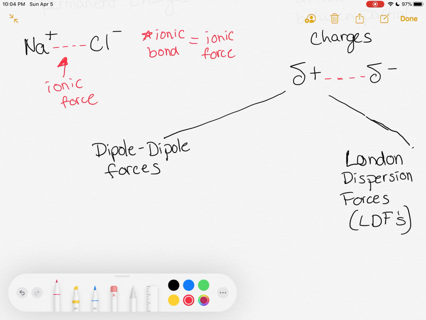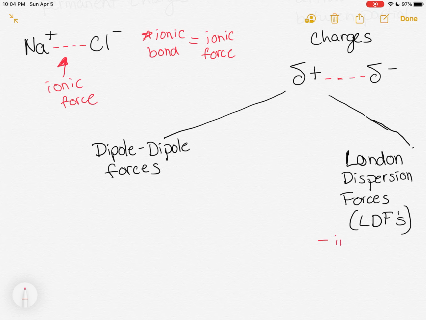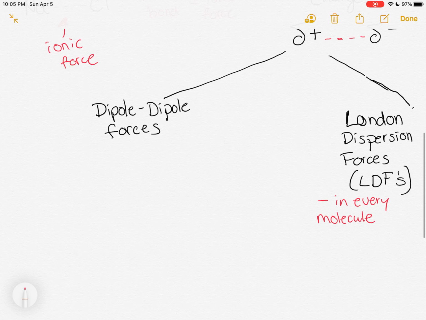Those London dispersion forces are actually in every molecule. So London dispersion forces are going to happen between any types of molecules, no matter what kind of molecule they are. One molecule is going to be attracted to another molecule because of London dispersion forces. And it doesn't matter what the molecules are. It doesn't matter how big or how small. It doesn't matter what they're made of. Every single molecule can be attracted to another molecule via London dispersion forces. So they're in every single molecule.